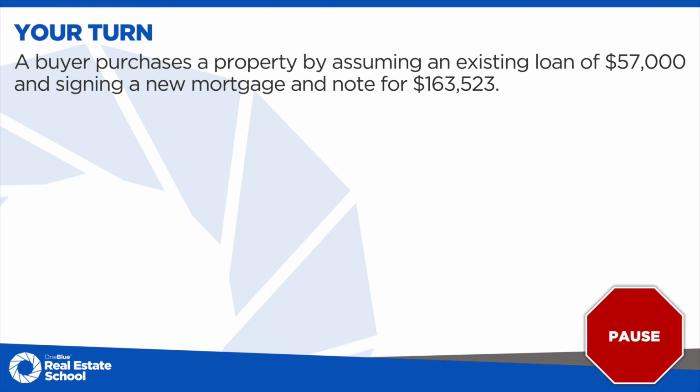A buyer purchases a property by assuming an existing loan of $57,000 and signing a new mortgage and note of $163,523. What are the doc stamps associated with recording both of these promissory notes in the county records? Hit pause, give it a try, and when you think you have your answer, hit play, and we'll take a look.